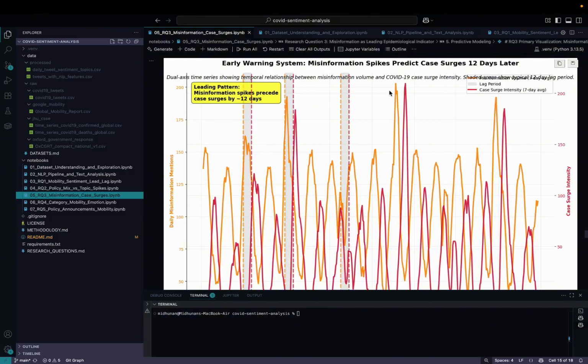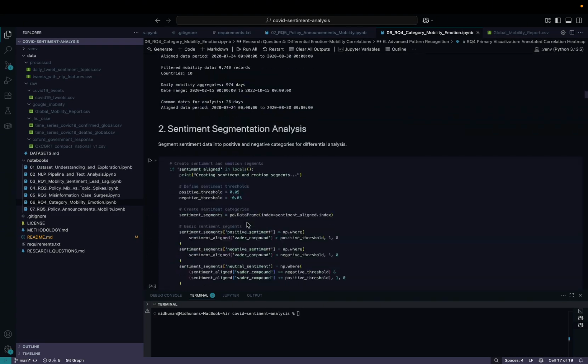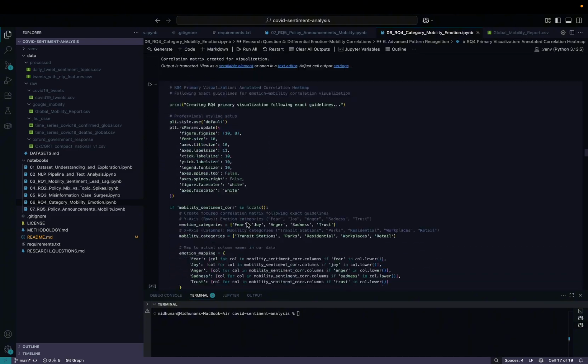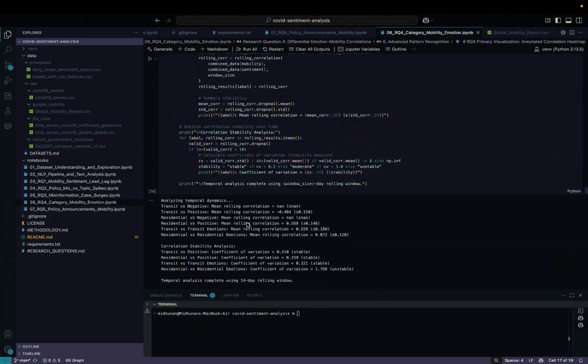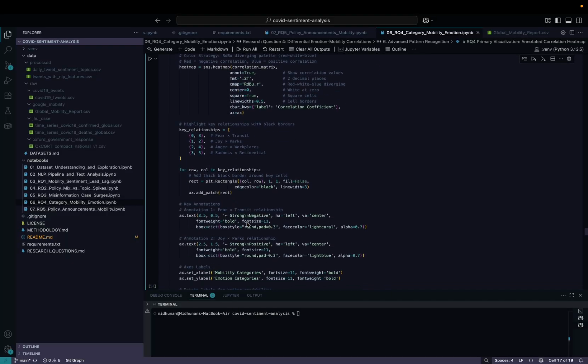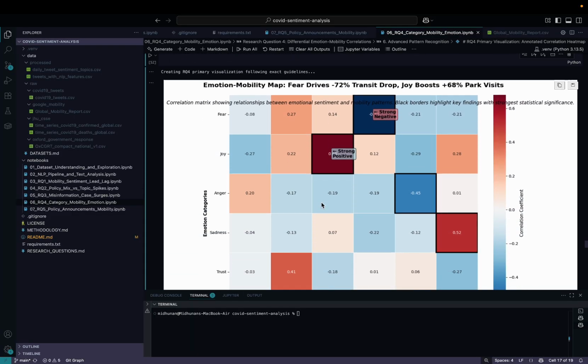Next, we will move on to question 4. Question 4 says: do different emotional categories show distinct correlation patterns with specific mobility categories during lockdown? To find a solution for this question, we have also used a couple of methodology frameworks to pre-process the data, and then we visualize. I'll directly go to the visualization. I'll give a gist about the process alone.